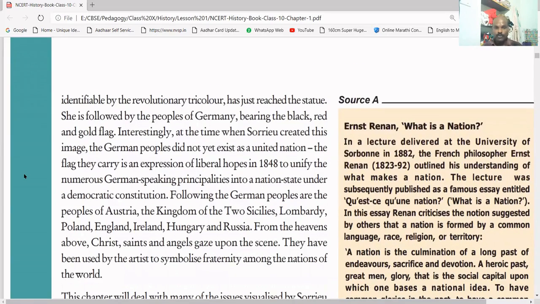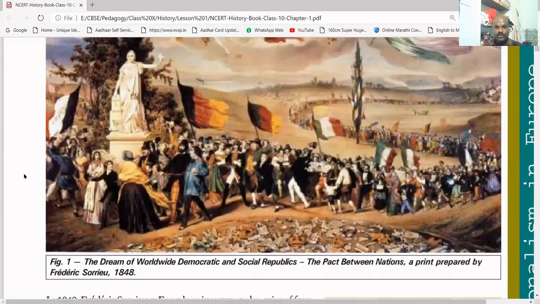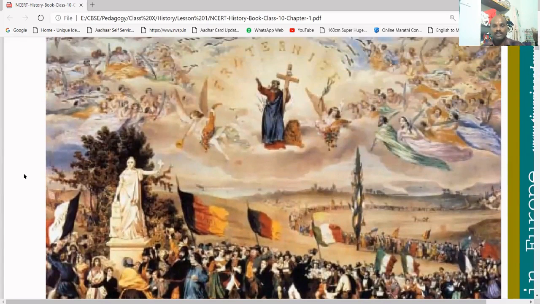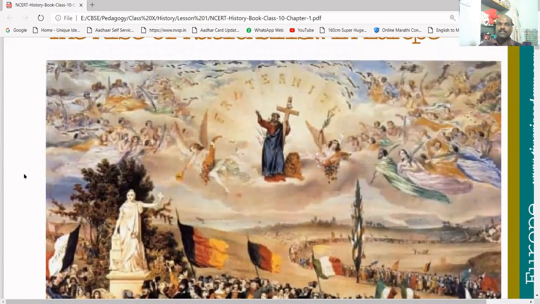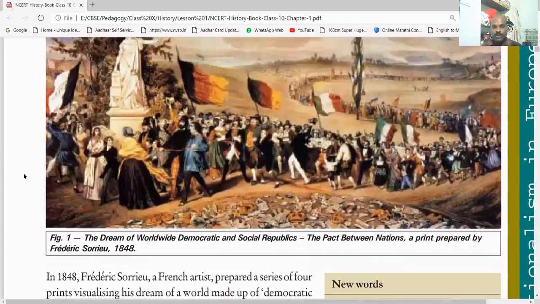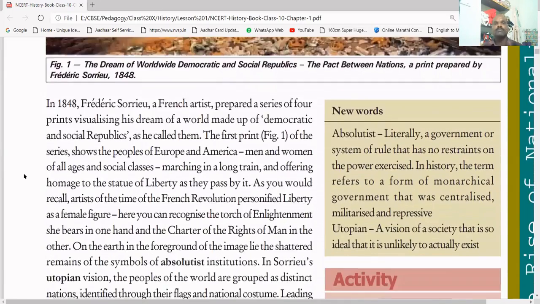Again, look at the picture. On top of the image you see Christ, and angels are looking down, gazing upon the people and blessing them. Why is Christ there? Because almost all these countries were Christian countries. Showing the Christ image indicates there was a fraternity, brotherhood and sisterhood among these countries. Christ is blessing and angels are there to bless you, so go forward and aim to achieve what you want. This is the meaning we get from this picture.